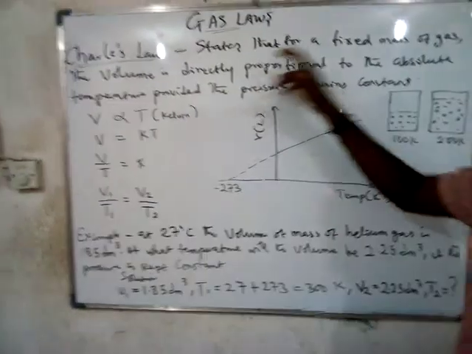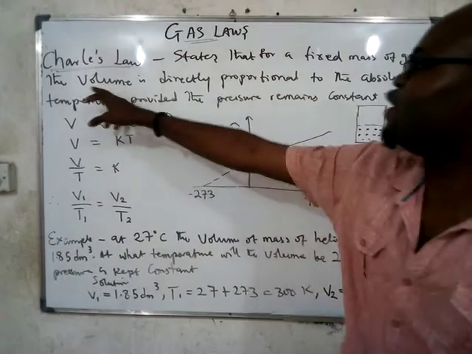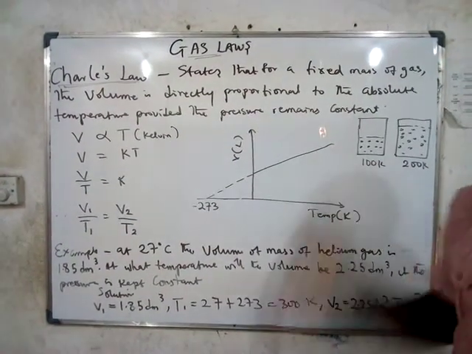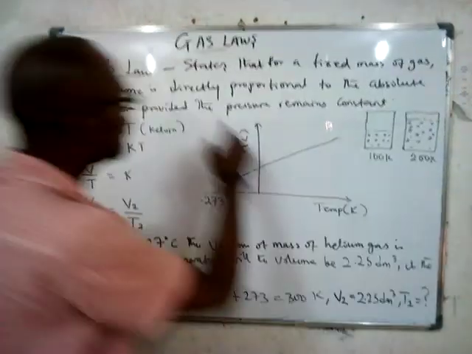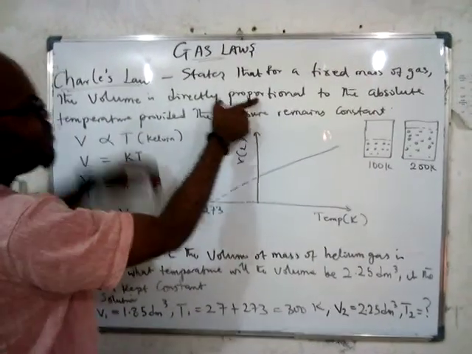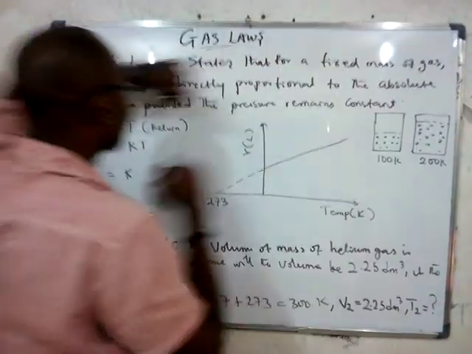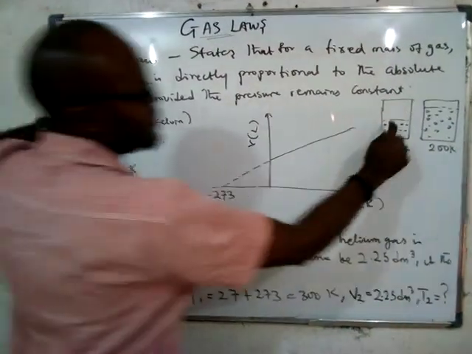Charles' law states that for a fixed mass of a gas, the volume is directly proportional to the absolute temperature, provided the pressure remains what? Constant. Whenever you hear the word directly proportional, it simply means that as one is increasing, the other one is also doing what? Increasing.